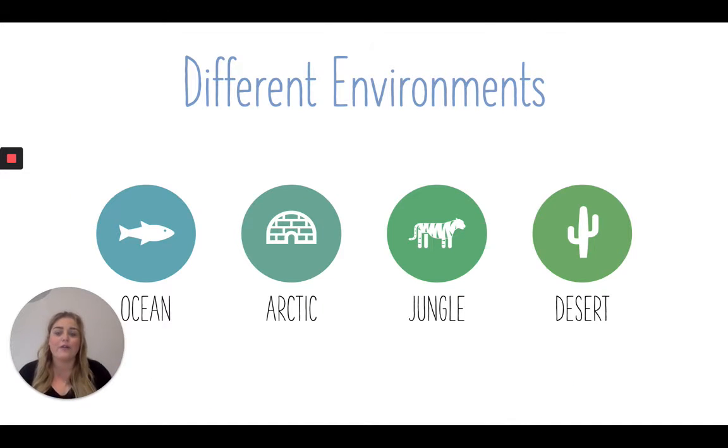So to start off with, we need to understand that there are four main different types of environments. We've got ocean, Arctic, jungle, and desert. Obviously, there are other environments that animals survive in, but these are the four that we're going to be looking at this term.